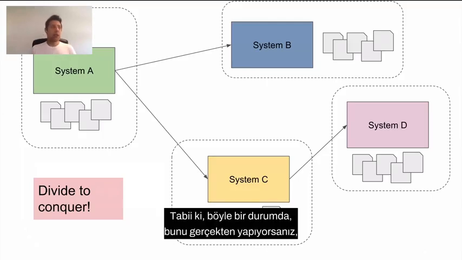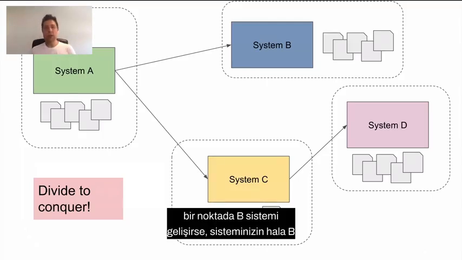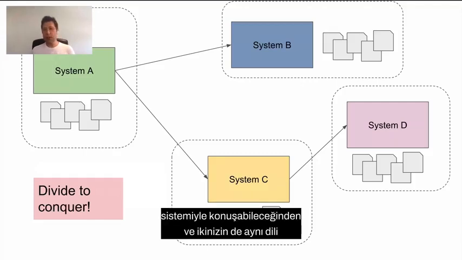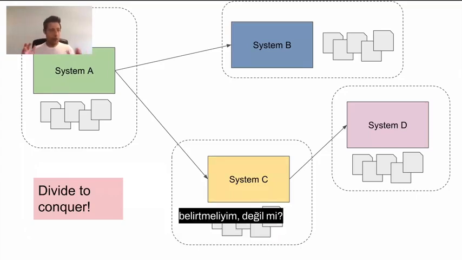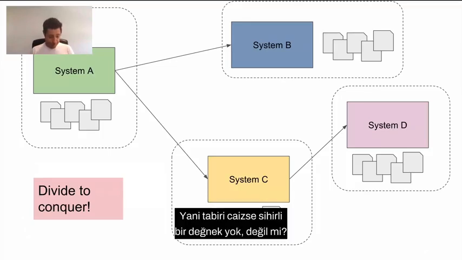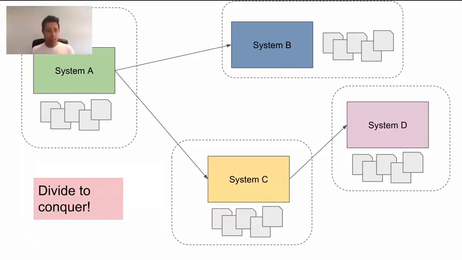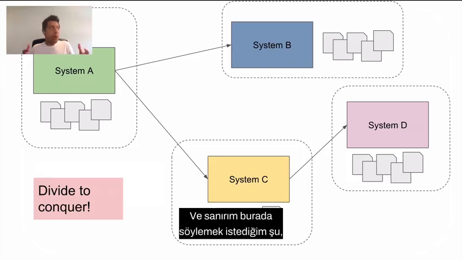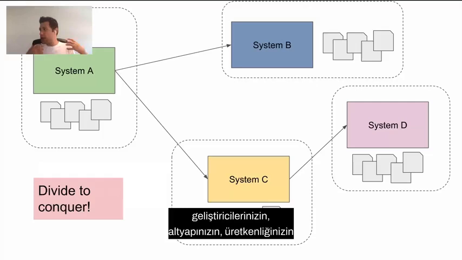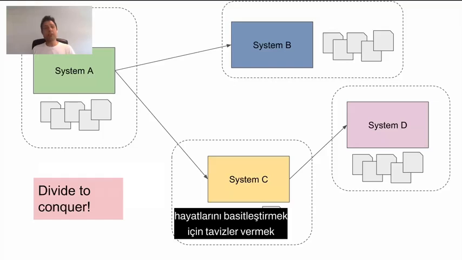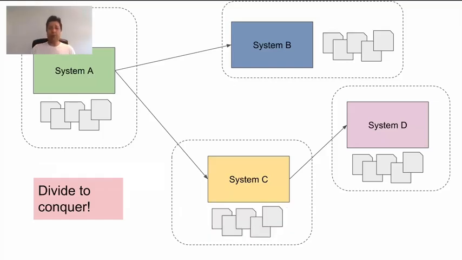Of course, in such a situation, I have to mention that if you're really doing this, at some point you will need either contract tests or integration tests to make sure that if system B evolves, your system can still talk to system B, and you both are speaking the same language, right? So there's no silver bullet, so to say, right? And I think my point here is you are going to have to make trade-offs to simplify the lives of your developers, your infrastructure, your productivity.